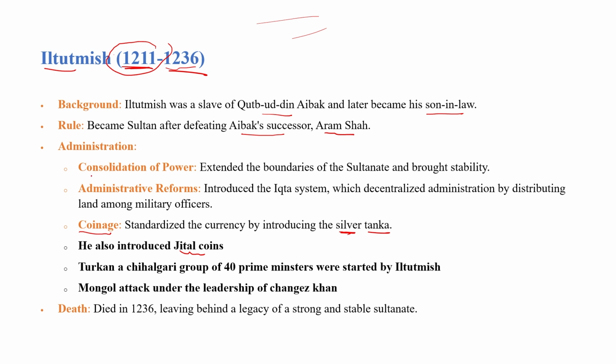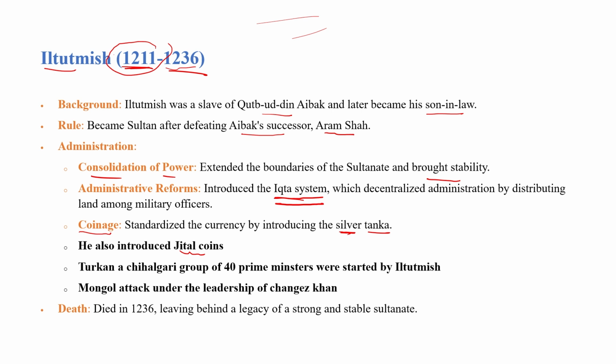Consolidation of power. How did he consolidate his power? He extended the boundaries of the Sultanate and brought stability. Administrative reform: he introduced the Iqtadari system, which decentralized administration by distributing land among military officers. So what is the Iqtadari system? Important. Now we have to discuss the Iqtadari system.